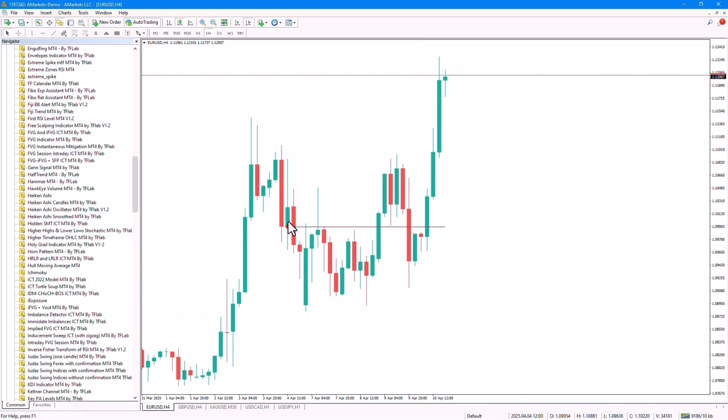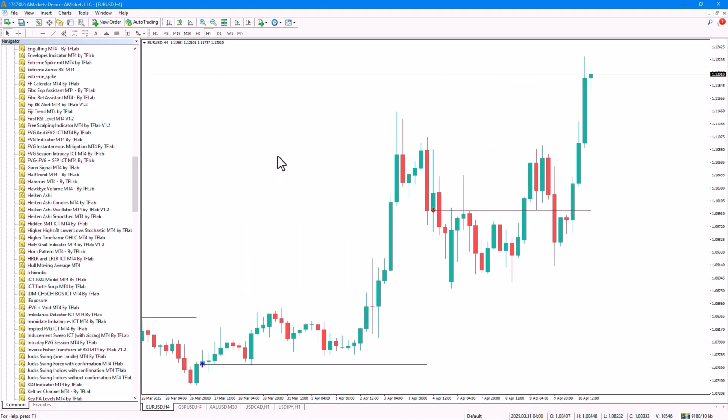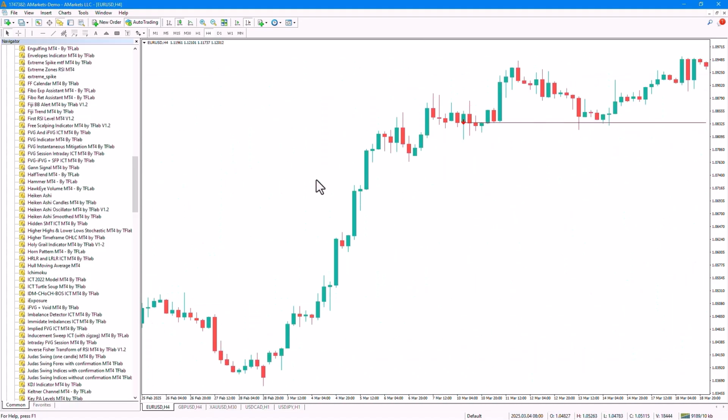Or in this section, a sell signal has been issued for us. And after that, the price has moved downwards. And with a pullback to the resistance level, we can have a re-entry and enter a sell trade.